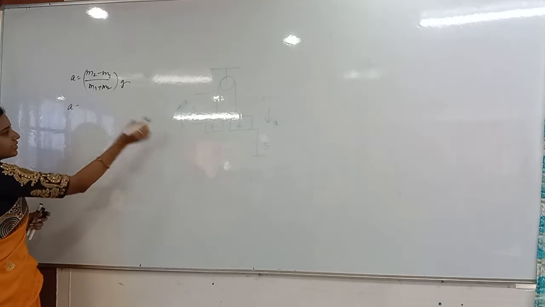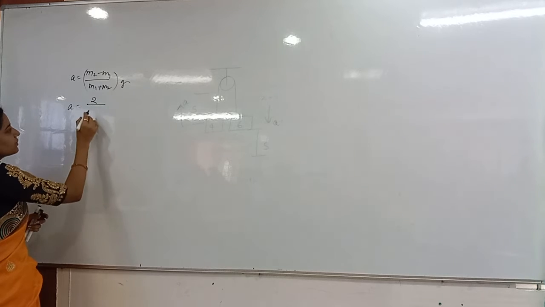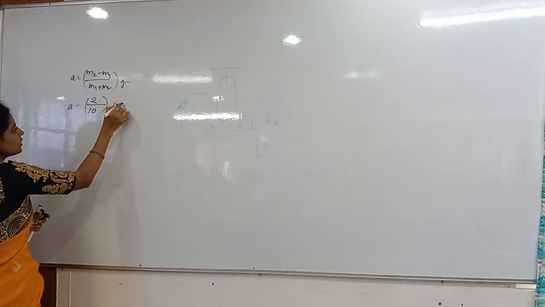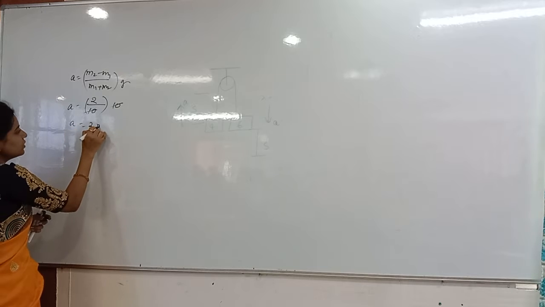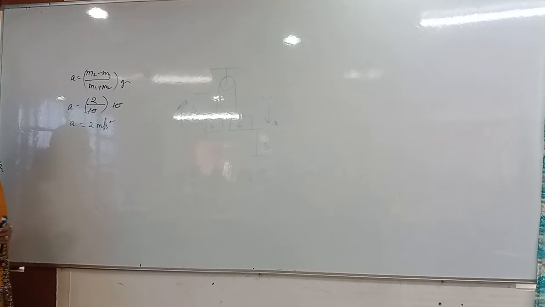Now, what acceleration will you get? 6 minus 4 is 2. 6 plus 4 is 10, into g, how much? 10. 10 cancels and then a is equal to how much? 2 meter per second square.